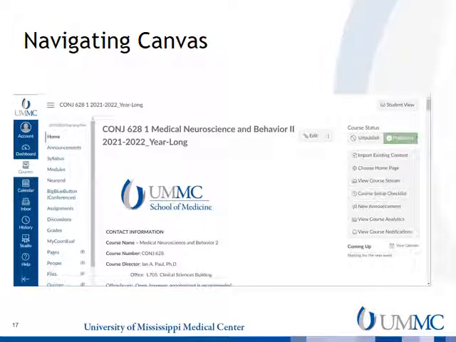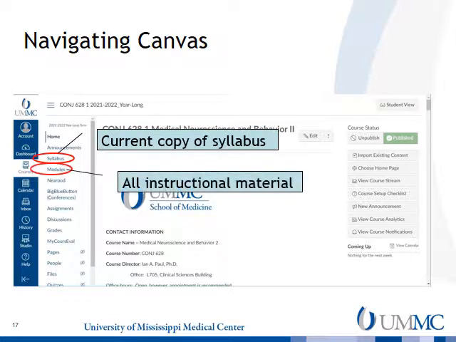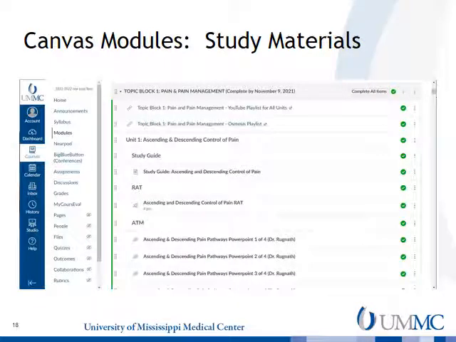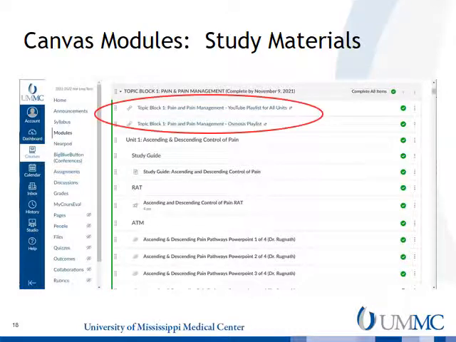You can find our office contact information on this page. In addition, from this page you can find the syllabus, the instructional material, including a copy of the Case Group Facilitators Guide, and the calendar for the course class times. All teaching materials are organized like this by topic block. I've moved all narrated PowerPoints created by faculty to a YouTube channel. These are organized as playlists at the top of the topic block module.